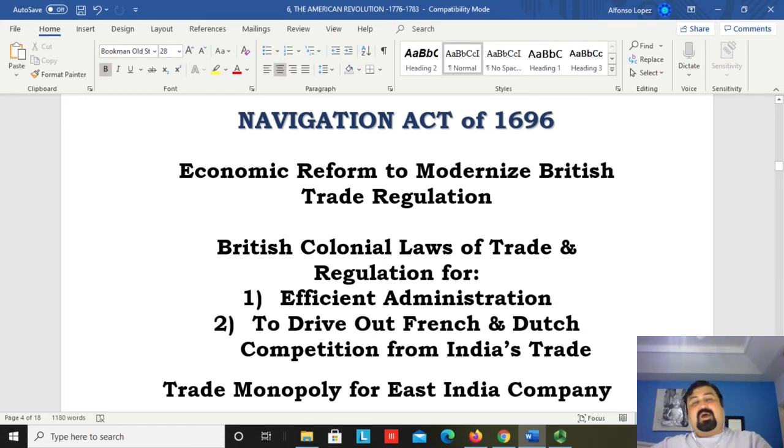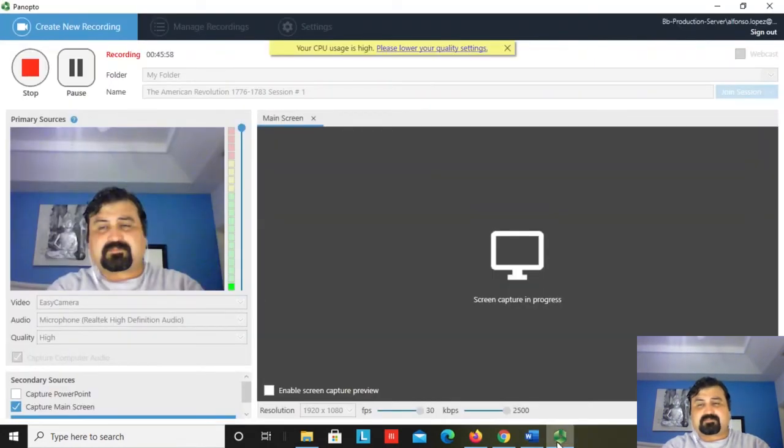So what they're going to do is try to reform the system of trade regulation. Okay, trying to modernize it. Okay, we have to modernize. We have to upgrade our system of administration, how we actually go about regulating trade.